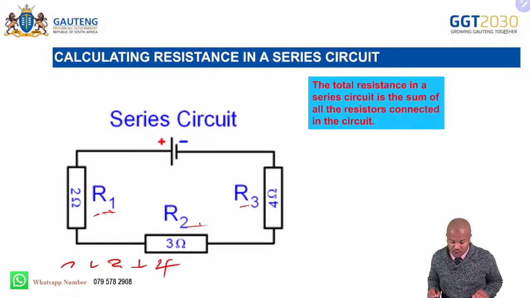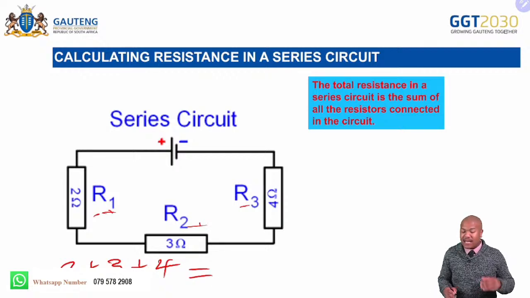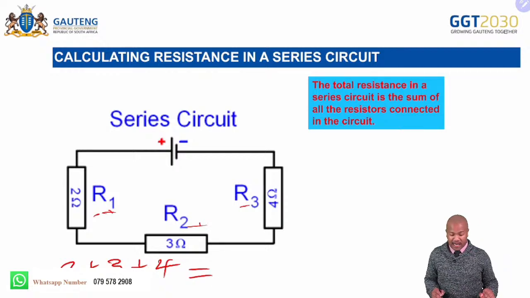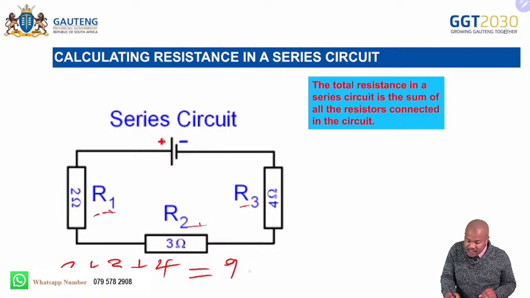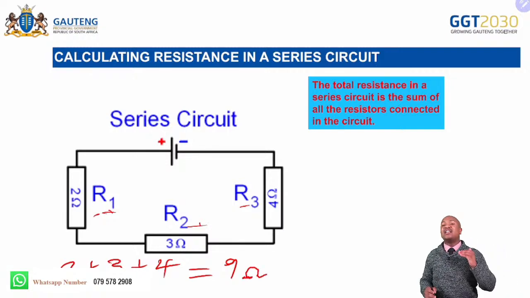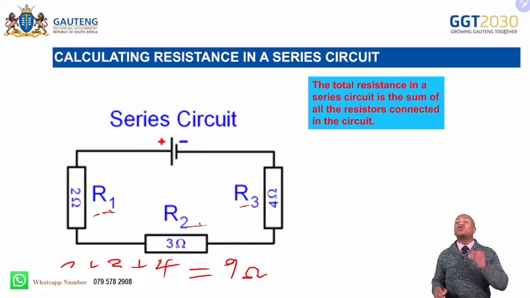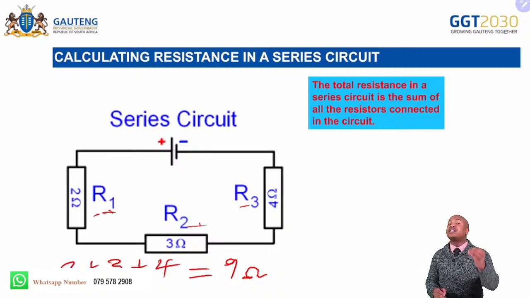So now what is our total resistance? It is 2 plus 3 plus 4. So 2 plus 3 is 5, plus 4 is 9. So what is our answer? Our answer is 9 ohms. Are we together? That is our total resistance for this series circuit. I hope we're getting this, grade 9.